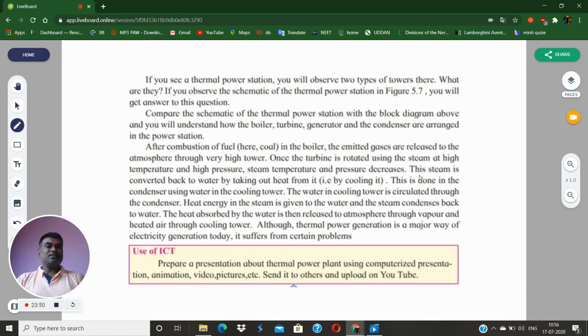Steam temperature and pressure decrease, and this steam is converted back into water, because water shows a special physical property: it shows the three states of matter, solid, liquid and gas. Yes, we have to remember it. Again, water takes heat and converts into steam, and this is done in the condenser, meaning the steam converts back into water.